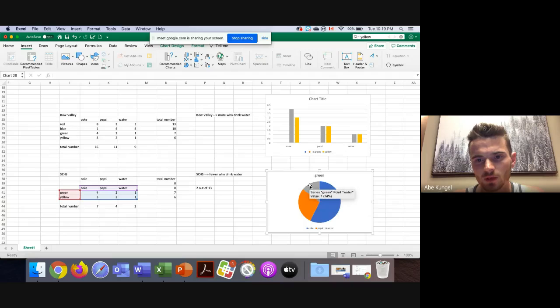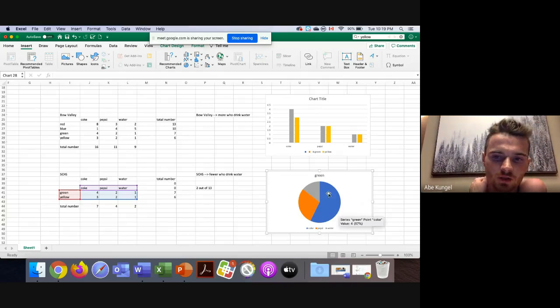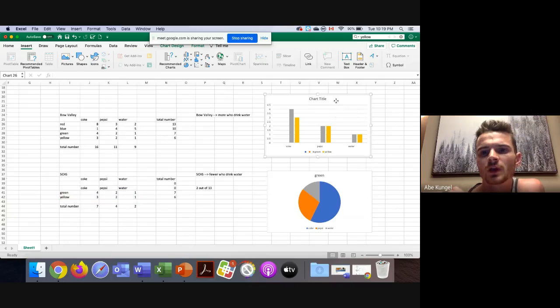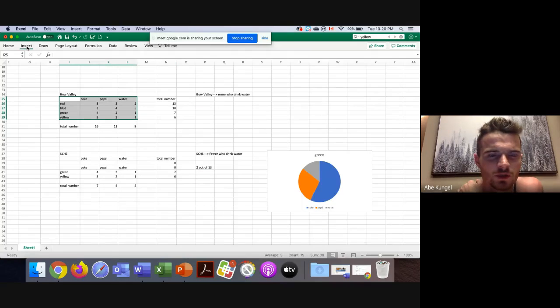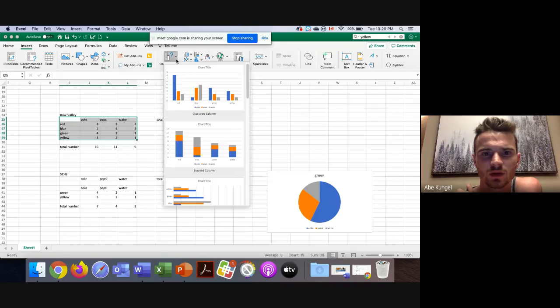So now it looks like, remember before we had a quarter of our graph was that gray chunk? Now it's significantly less than that. On the other side, let's look at Bow Valley, we want to make it look like they drink more water than they actually do. Let's bring back my full graph so I can see which data I want to cherry pick to make it look like that.